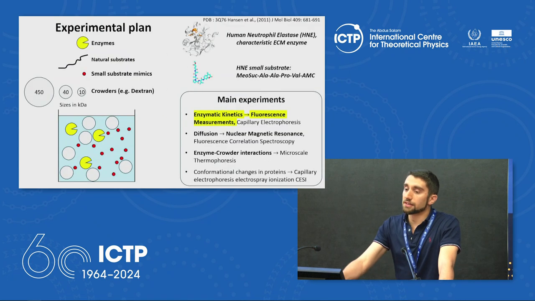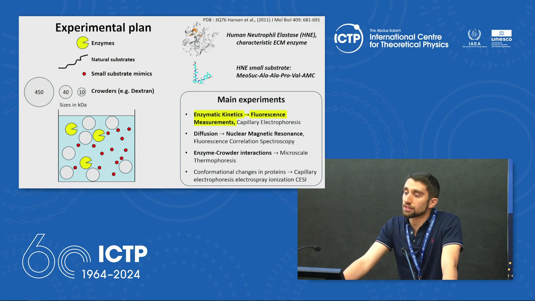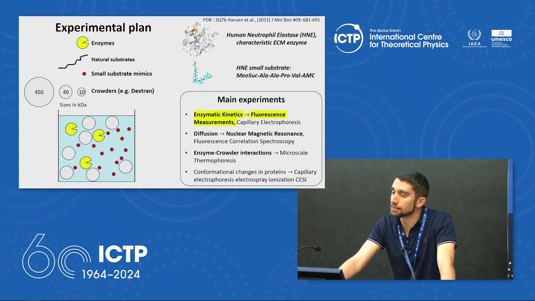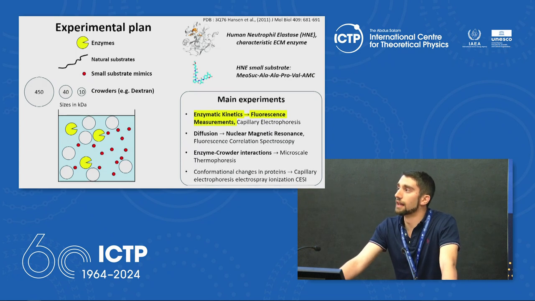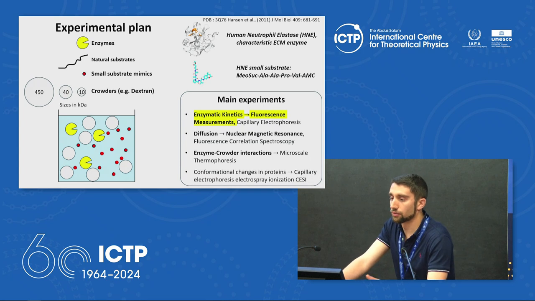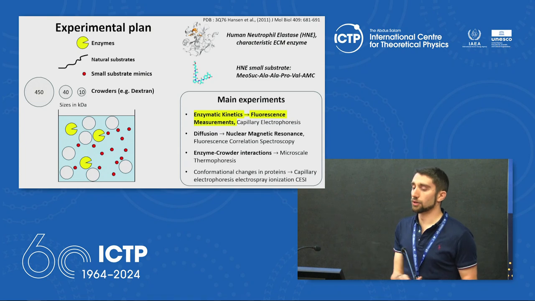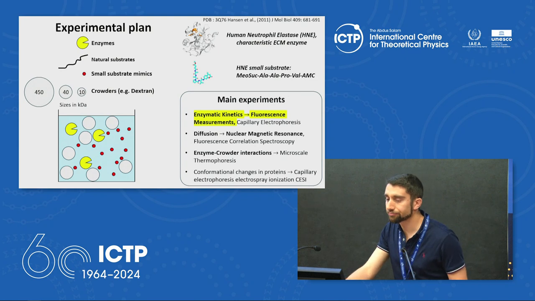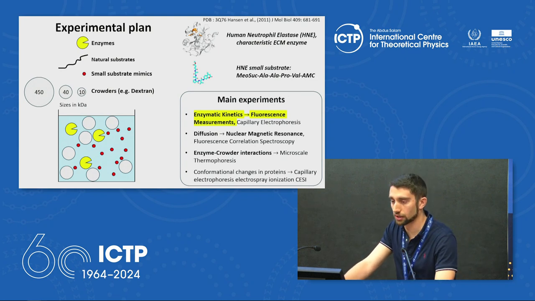So this is the experimental plan of XCrowd. Some enzymes were chosen here. I show you human neutrophil elastase, a characteristic ECM enzyme that is involved in the degradation of elastin, especially damaged elastin. So the main actors of our experiments are, of course, enzymes and natural substrates, but we also use small substrate mimics, which I'm going to focus on mostly in this talk.